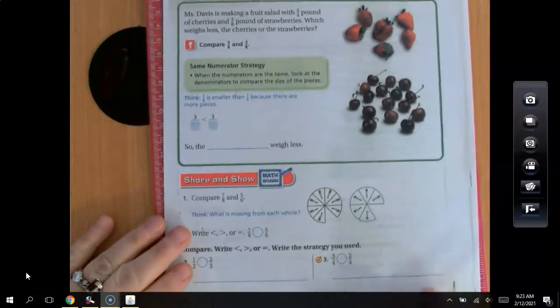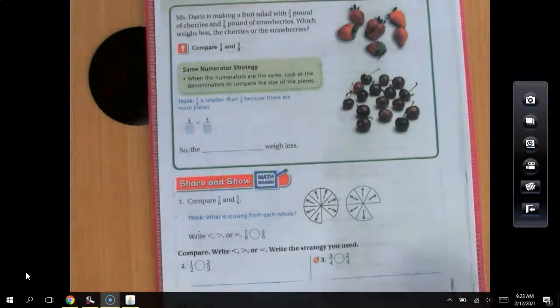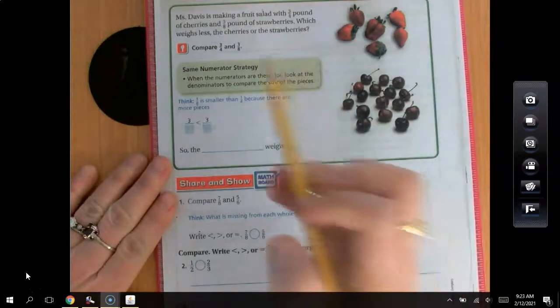And let's look at this one, okay? Now, we've already learned that we could draw pictures. We've already learned that when our denominators are the same, we can look at our numerators to help us decide which fraction is bigger, okay? Now you're going to see that our numerators are going to be the same. So we're going to think a little bit differently. So let's look at our problem.